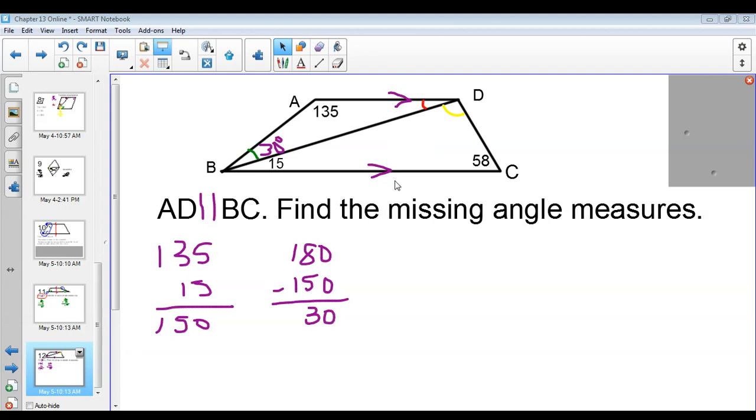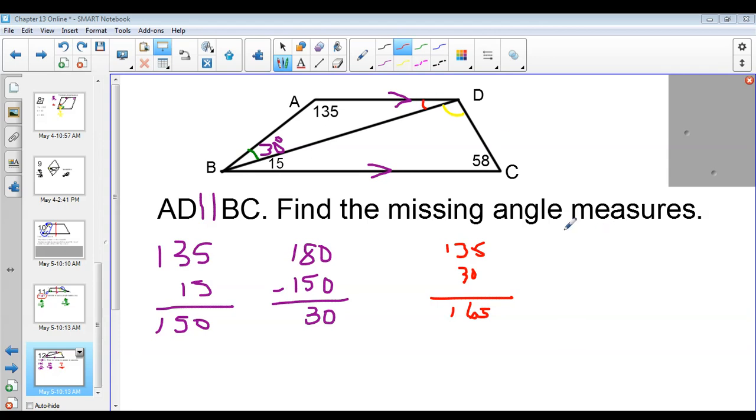And if I do some math work, I'm going to find that within this triangle right here, triangle BAD. Oh, it's a bad triangle. I'm going to add 135 plus 30. And I'm going to get 165 degrees in those two angles. And now that red angle up here is going to be 180 minus 165. I'm going to have 15 degrees left over for this angle up here.